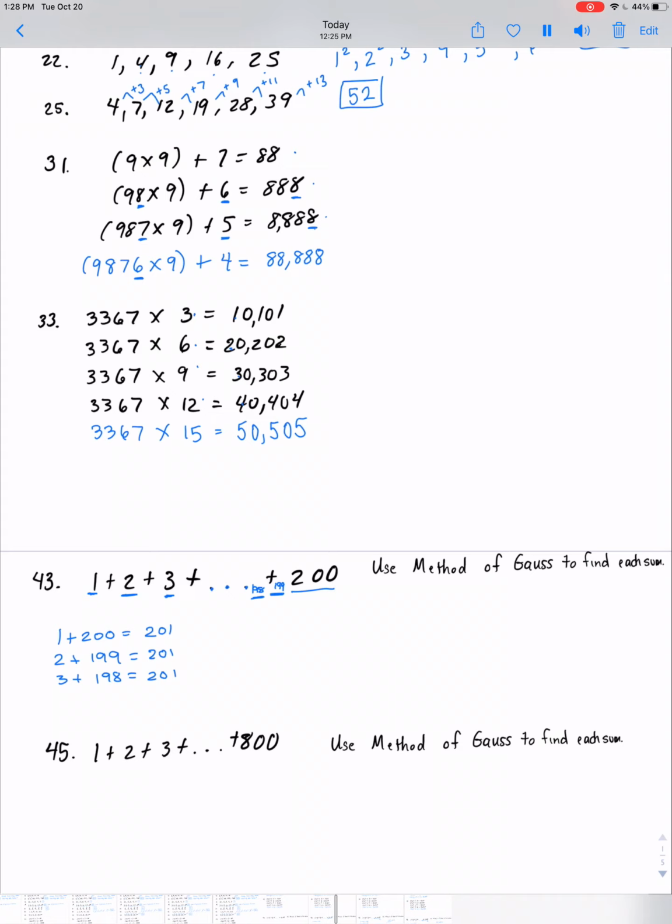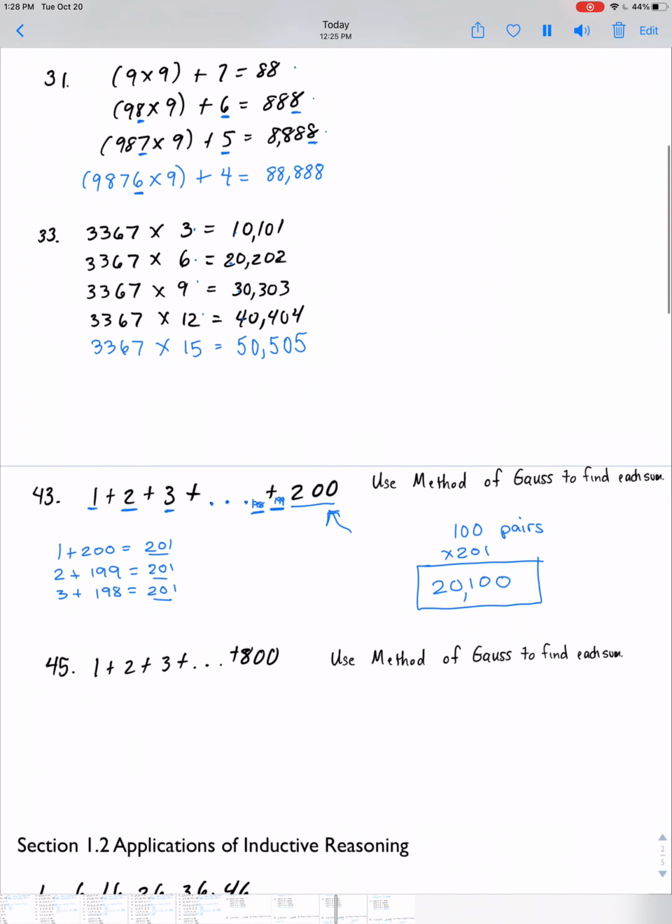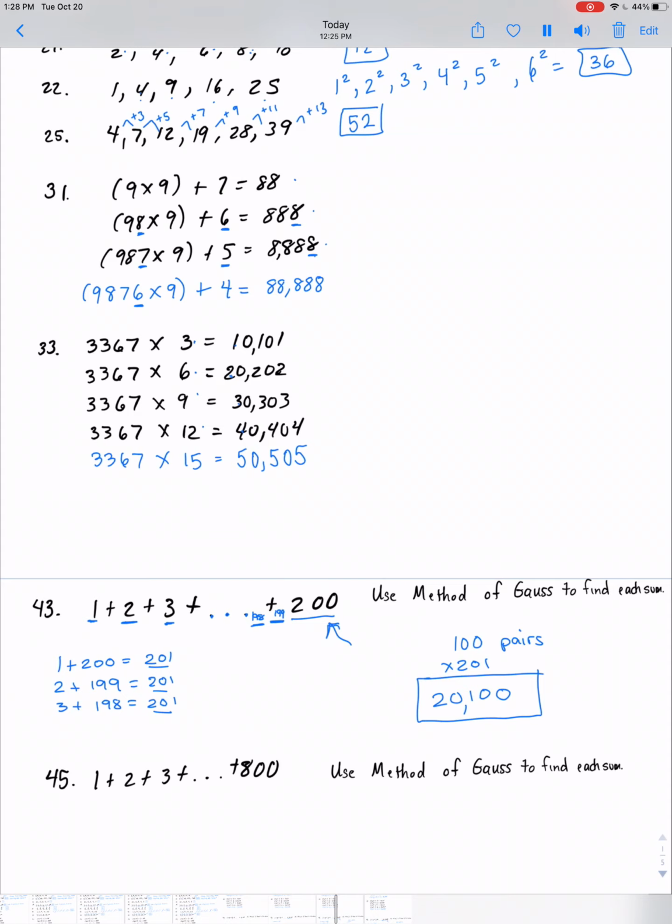Now, how many terms total? 200. Well, if we take the 200 and put them in pairs, that's 100 pairs, right? So if we have 100 pairs, and each of the pairs all equal 201, we can multiply that out, and 201 times 100 is 20,100. That's going to be the sum of all those terms. Okay, so we're going to do this one. Try this next one, pause it, try this next one on your own.